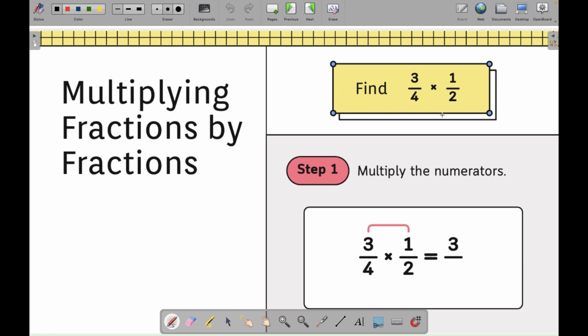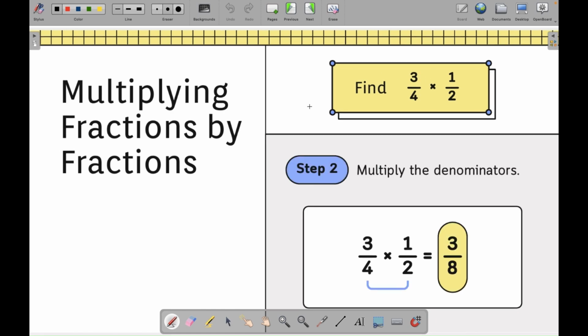So the first step is to multiply the numerators. Just multiply the numerator by the numerator. So we'll multiply 3 with 1, and I will get 3. So 3 is the numerator of the product of these two fractions.